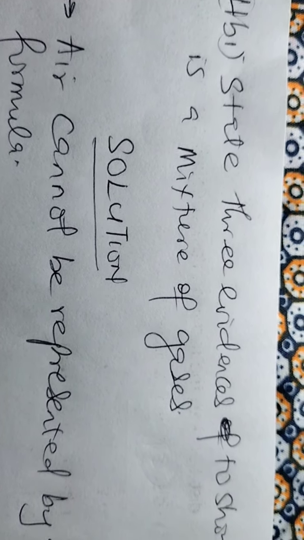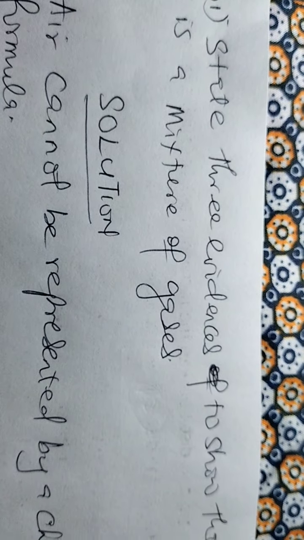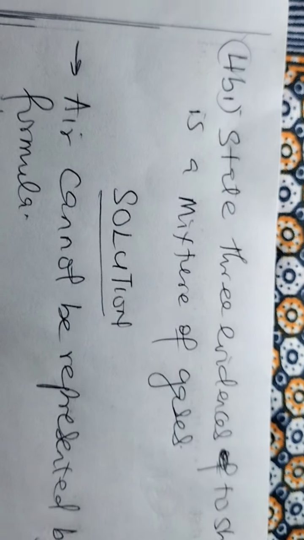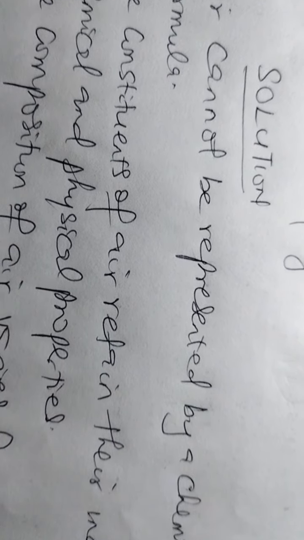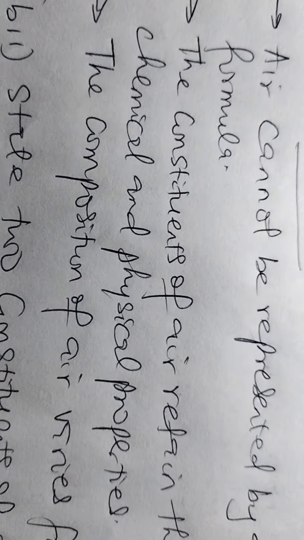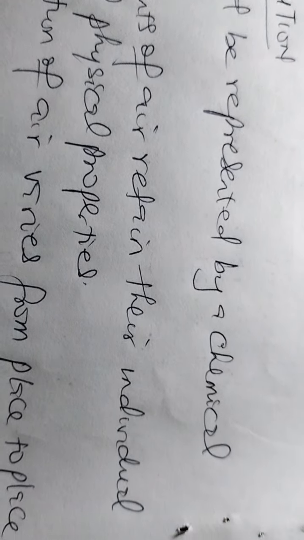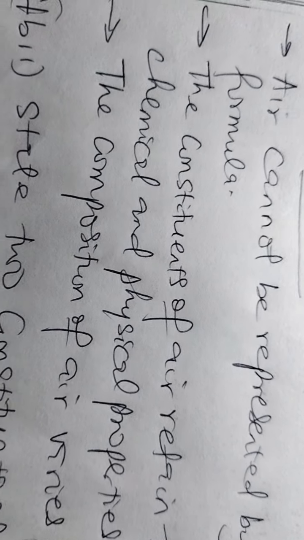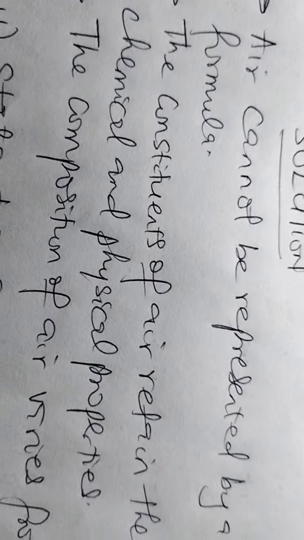We'll now move to 4BI. It says state 3 evidences to show that air is a mixture of gases. Going to the solution. 1, air cannot be represented by a chemical formula, because a mixture cannot have a formula. 2, the constituents of air retain their individual chemical and physical properties. Number 3, the composition of air varies from place to place. So these reasons suggest that air is a mixture.